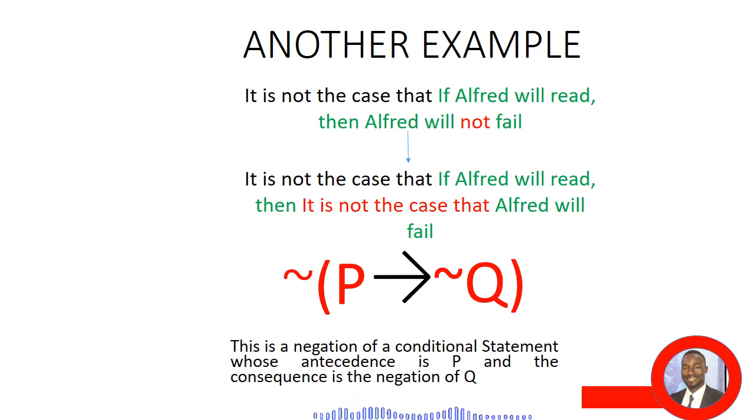To symbolize this, we start by showing that the whole conditional statement is a negation by putting the tilde, and in the parentheses, the conditional statement will be the antecedent, which is Alfred will read, implying the consequence, which is it is not the case that Alfred will fail. So here we have a negation of a conditional statement whose antecedent is P and the consequence is the negation of Q.